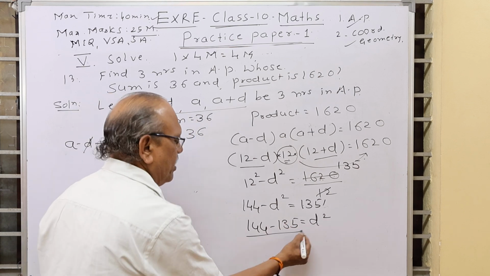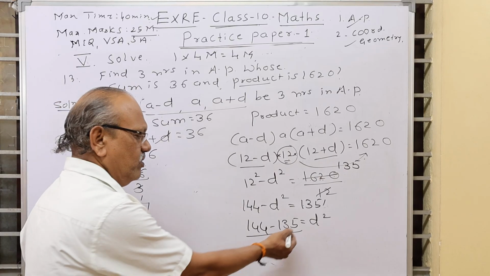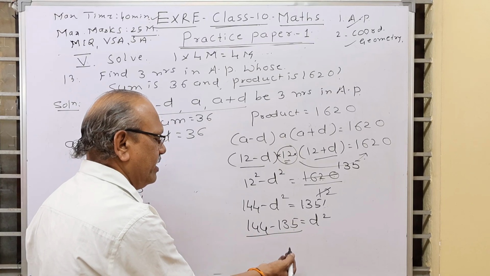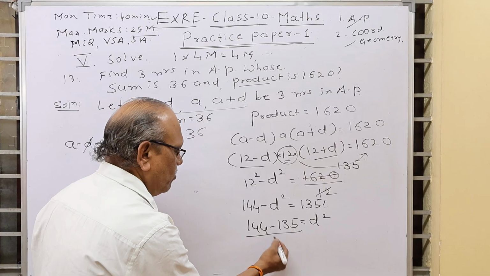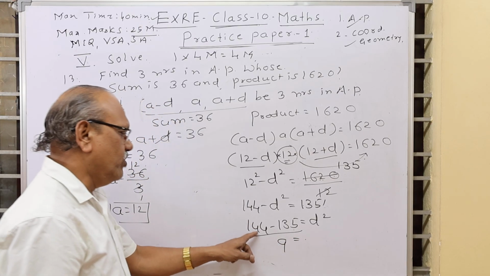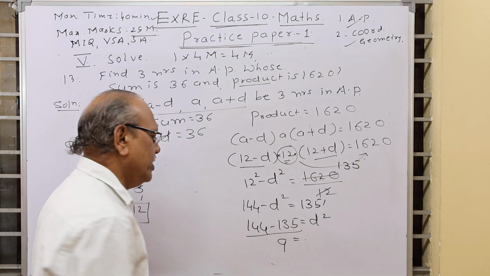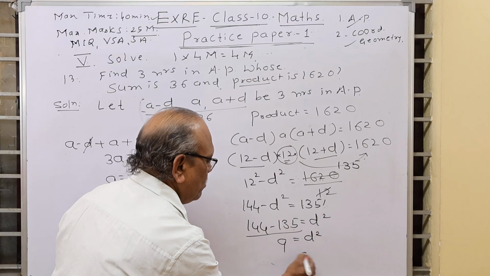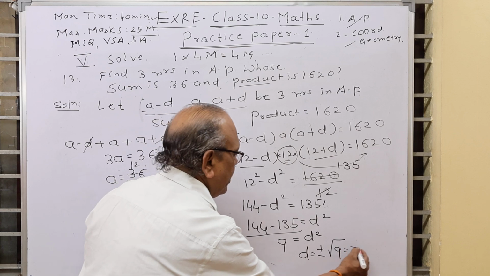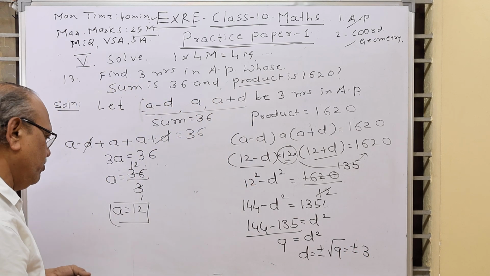What is 144 minus 135? You can write 135 as 140 plus 5. Take 144 minus 140, what happens? You get 4. Add 5 to it. You get 9 is equal to d square. Then d is equal to plus or minus root 9. What do you get here? Plus or minus 3. d may be positive or d may be negative.